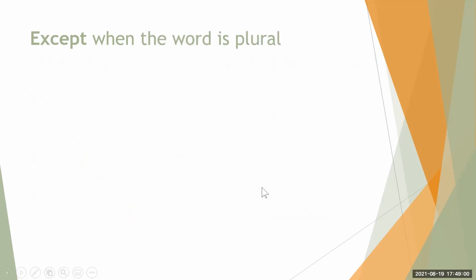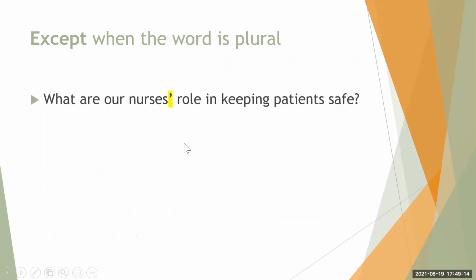The second exception is that I said that you use the apostrophe when something belongs to someone, right? But when the someone is plural, is many someones, then you do not put an apostrophe S. You put just an apostrophe. If you are asking, what are our nurses' role in keeping patients safe? All the nurses of Maluk Timor, what is their role collectively together as one group of nurses? What is their role in keeping patients safe? So I would not say nurses apostrophe s. This is a plural, it's a group of nurses. So what are our nurses' role in keeping patients safe?